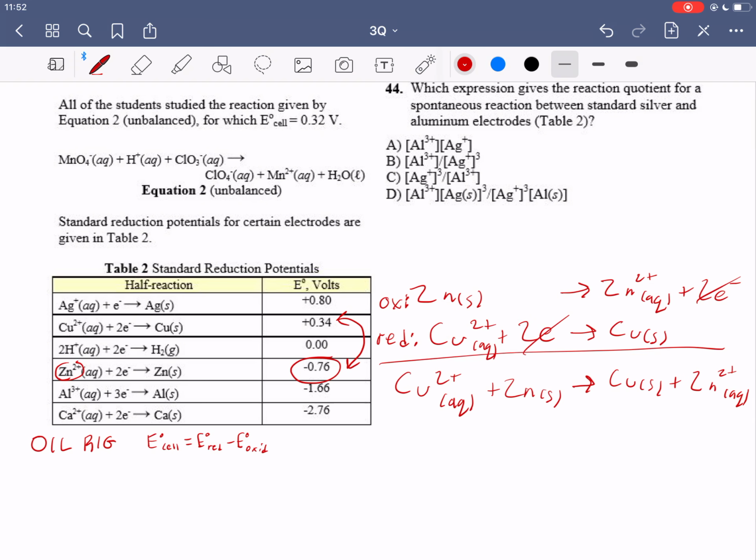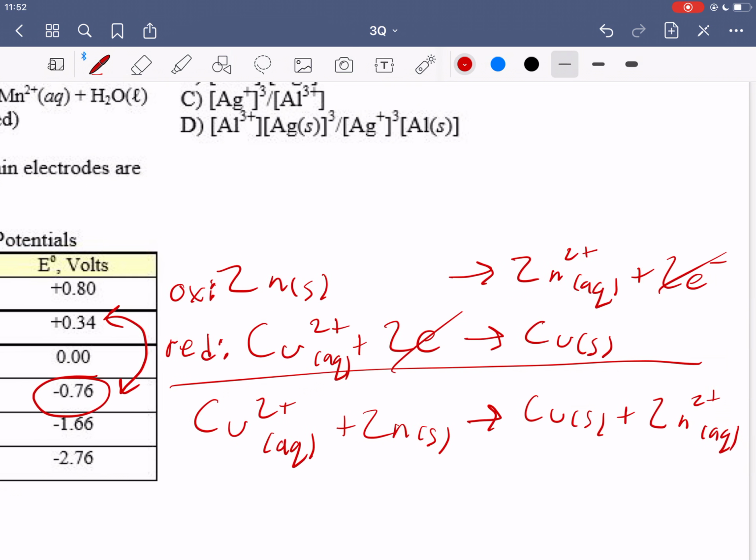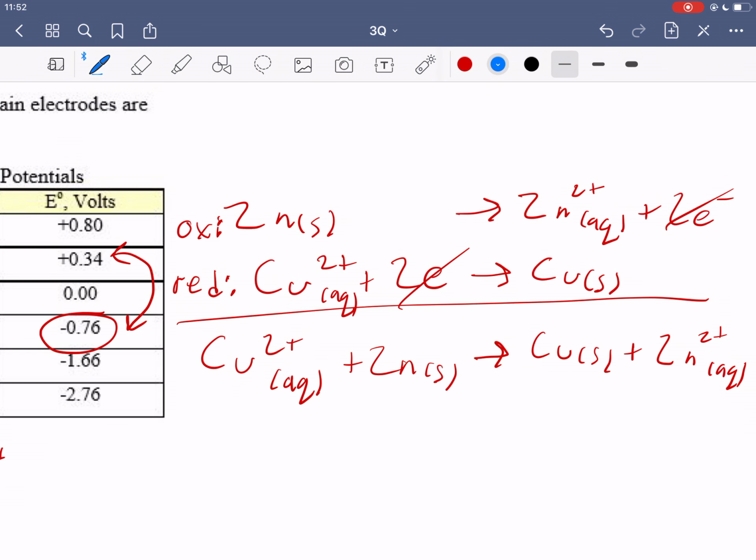Okay, and I don't have space really here to show you the addition of the E naughts, but E naught of this oxidation, you can think of it as being the opposite, so 0.76 volts. E naught of this reduction reaction stays the same, 0.34 volts, and then I add them together just like I added the half reactions. So therefore E naught for this cell is going to be positive 1.1 volts. Okay, that's one way of thinking about it.